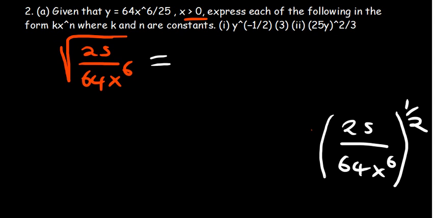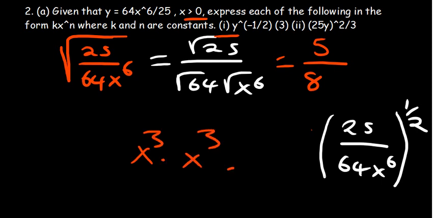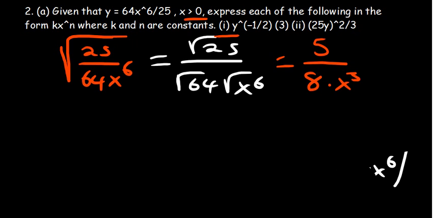We can now distribute the square root. It will be root of 25 over root of 64 times root of x to the power 6. The root of 25 is 5. Root of 64 is 8. Root of x to the power 6: what can you multiply with itself to give you x to the power 6? It's x to the power 3, since you just add the powers. So I have x to the power 3. Alright, excuse me. We are expected to express that in the form kx to the power n, as the question says.